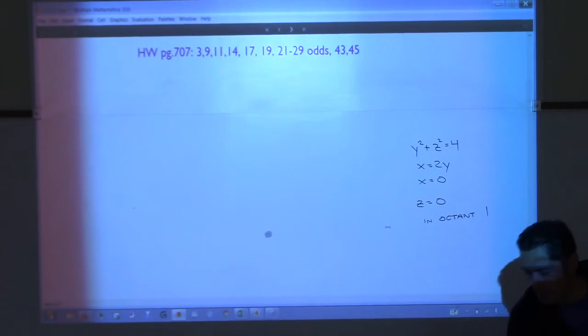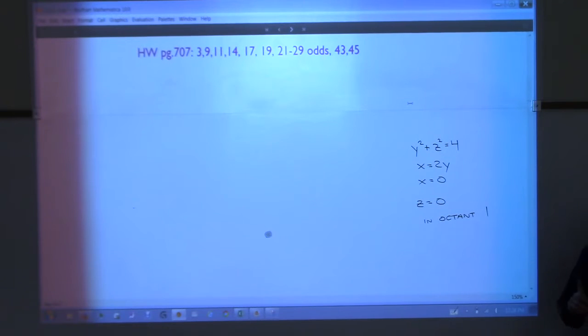That's the homework up there, but I'm going to work this one out. Octant 1 is what? Everything's positive, yep. All right, let's do it. I'm just going to start drawing some pictures because I need to get an idea of what this thing looks like, and it's somewhat complicated, all right?